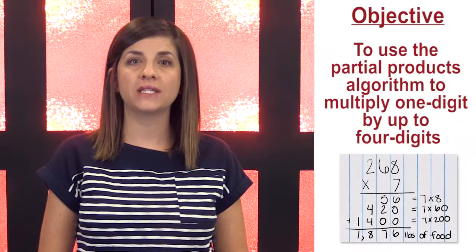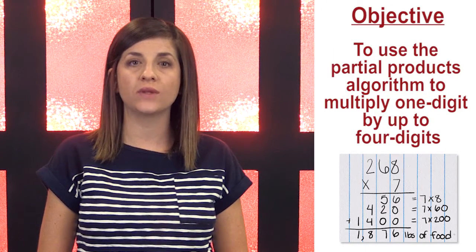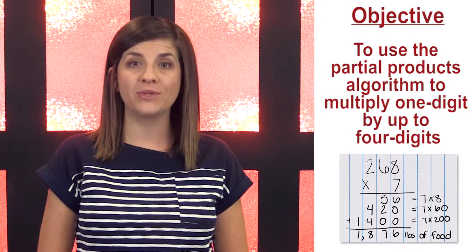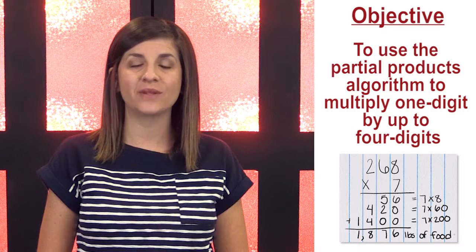The objective of this lesson was to use the partial products algorithm to multiply one digit by up to 4-digit numbers. We met this objective by using the partial product algorithm to solve multi-digit multiplication problems.